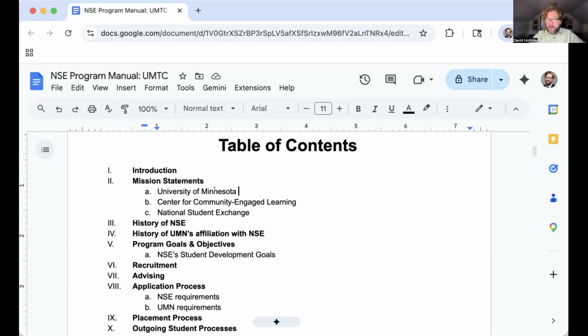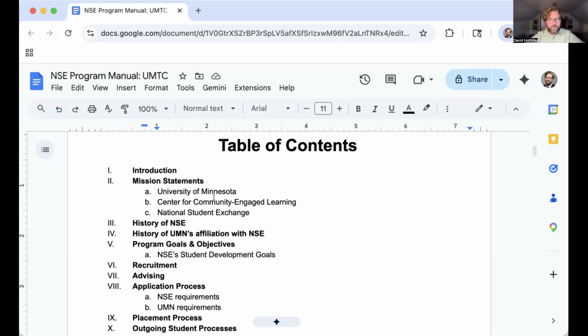I'm doing the same thing for my office. I'm the Center for Community Engaged Learning. I know some of you are in different offices. We have a lot of study abroad folks. We have academic advising. We have career services. We have lots of folks in different units. You also want to make the case for why NSE fits in your unit.